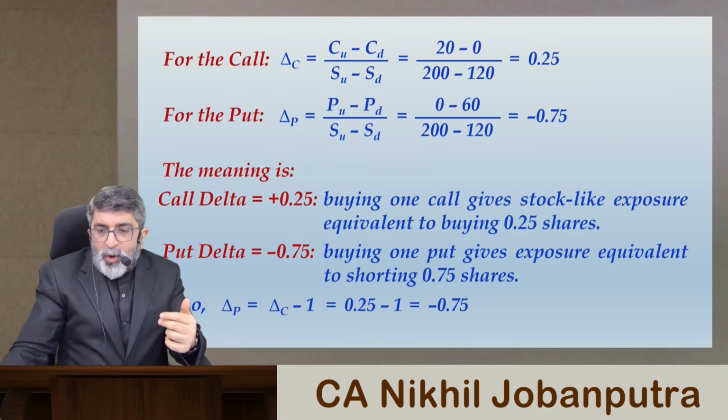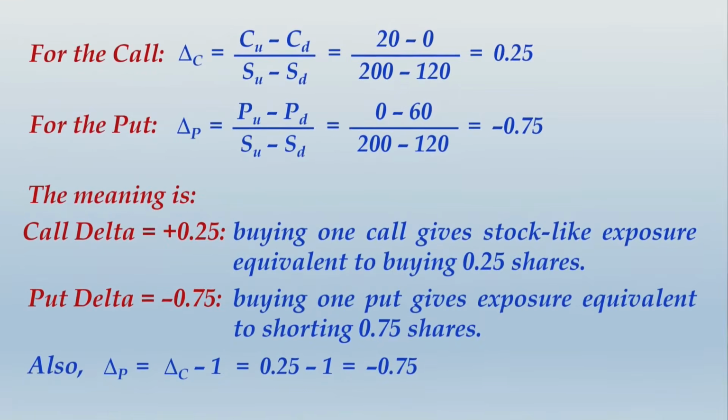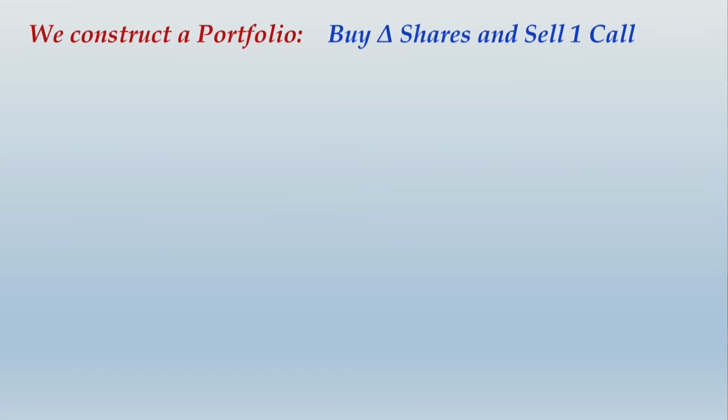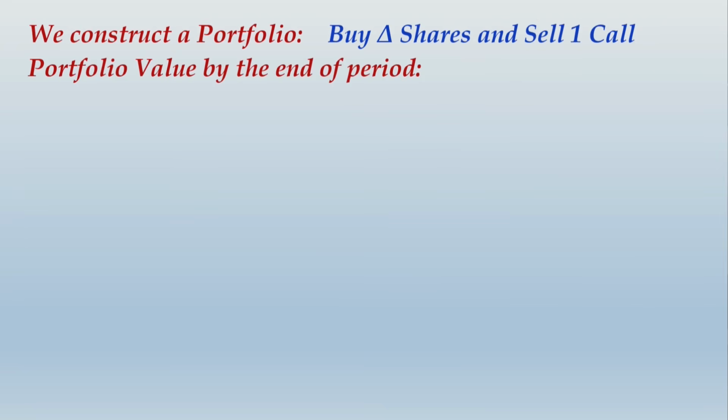So let me show you what exactly I am trying to tell you, and this is something very, very important. You must note it down. We construct a portfolio, we buy delta shares and sell one call. The portfolio value by the end of the period, when the price goes up, will be VU, correct? Value of the portfolio when the price goes up will be delta into SU, because we don't have one share, we have delta shares. So delta into SU is the investment, and CU will be subtracted because that is the value of the call.